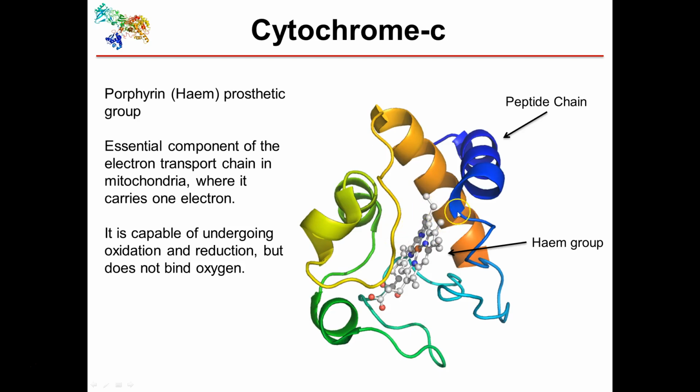So if we look at cytochrome C, this is an enzyme involved in the electron transport chain, and it performs oxidation and reduction reactions, and it has a heme group located within its structure. So this would be a prosthetic group within a larger protein.